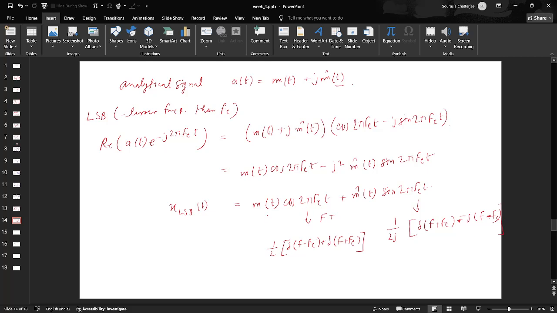Now this is multiplication in the time domain. So if I take the spectrum of this, converting the whole thing to the frequency domain, this will become convolution, right? So let us write that down.